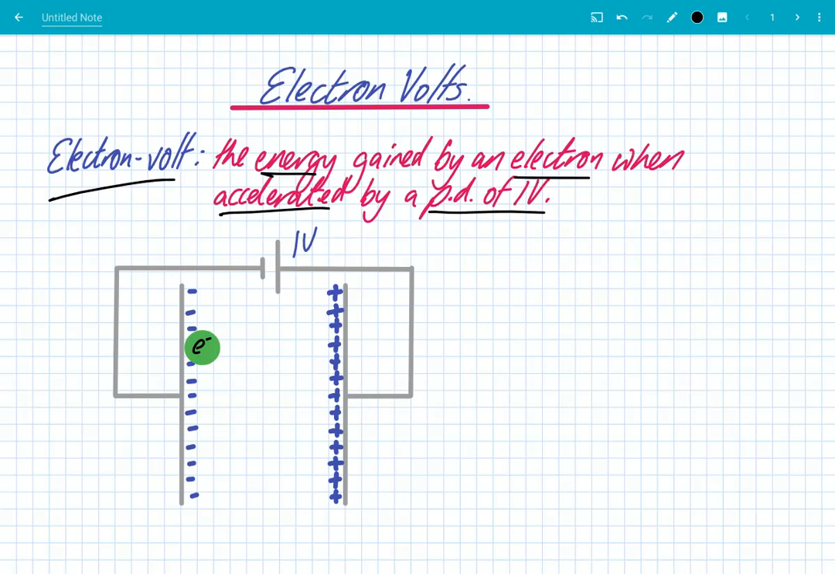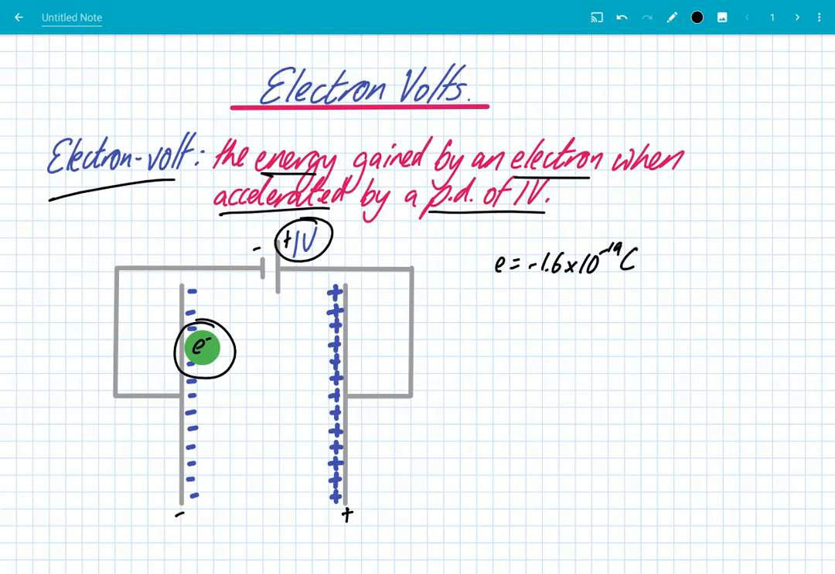This diagram shows what's going on here. We've got a 1 volt EMF, which is connected to two parallel plates. We have a negative one and a positive one. The positive one is the one connected to the positive terminal of our EMF supply. In between there, we've just got a single electron. Let's just imagine this situation. And you should know that electrons have a negative charge. They have the elementary charge, which is minus 1.6 times 10 to the minus 19 coulombs.